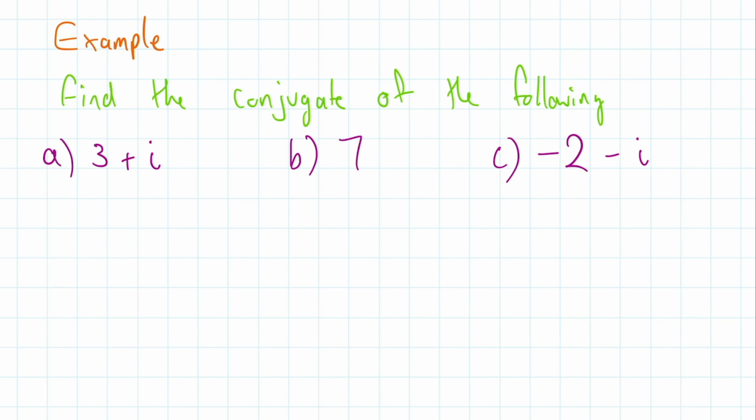If I look at this example here, find the conjugate of the following. In part A, I have 3 plus i. To find my conjugate, my real part stays exactly the same, so that's still 3, and now I swap the sign of my imaginary component. It's positive i, so that becomes negative i. Part B is just a real number, so it's a little bit of a trick. I don't change anything in terms of my real numbers, so the answer is still 7. For part C, negative 2 minus i, my real part stays the same as minus 2. Swap the sign, that becomes plus i.